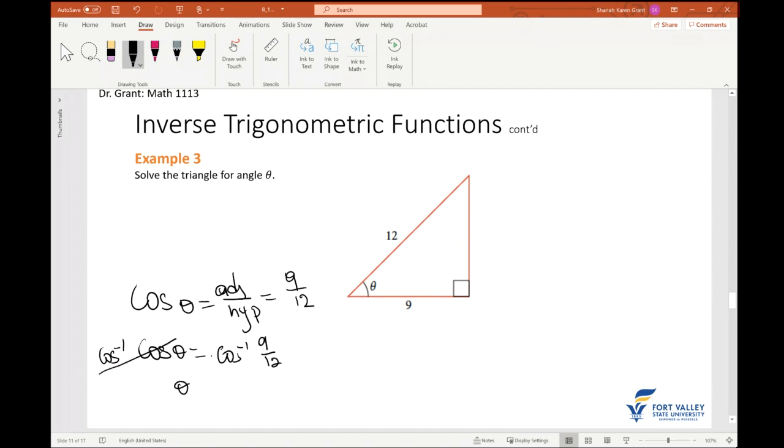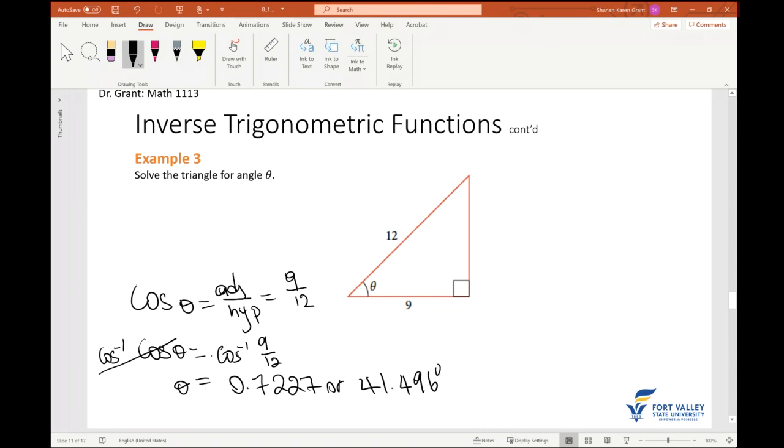So here, this would give me theta equals, and then you can plug this in your calculator. Your calculator should have a cosine inverse button. So you should be able to plug that into your calculator, and you would get theta is going to be roughly 0.7227. Okay, and so that's radians.